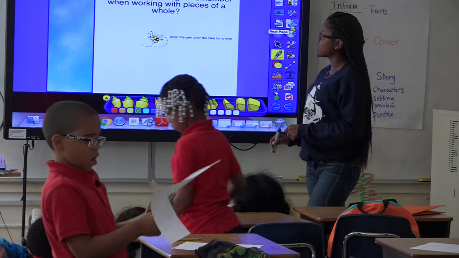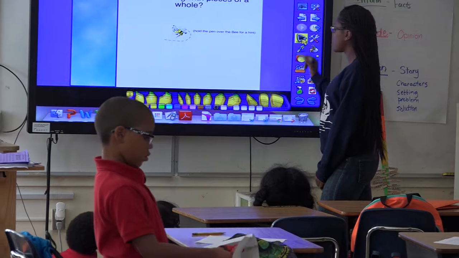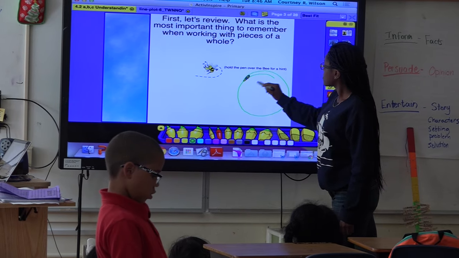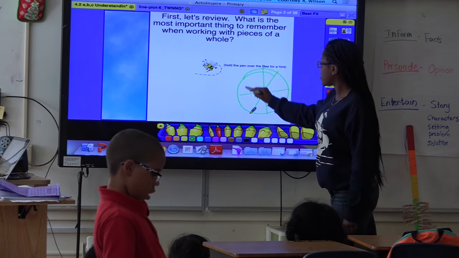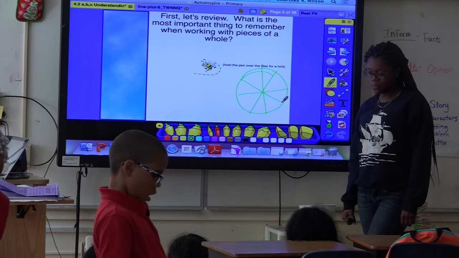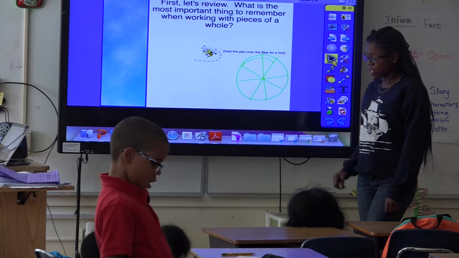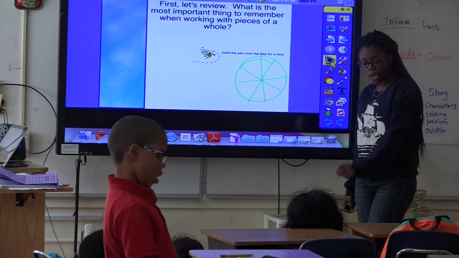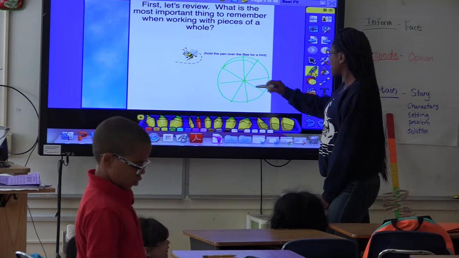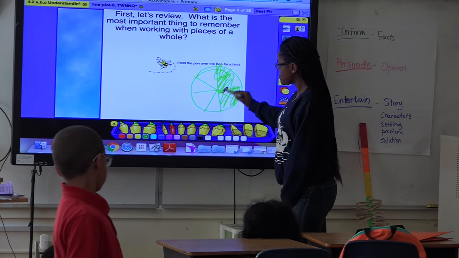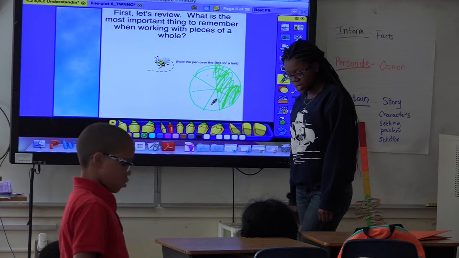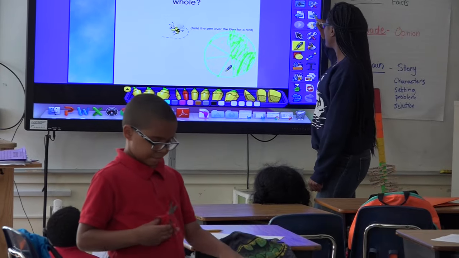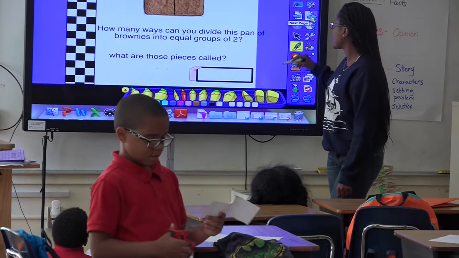What is the most important thing to remember when working with pieces of the whole? Think about a fraction, right? Think about that pizza you want to order, and they're going to cut that pizza. It's important that each piece is what? Equal. So when we're thinking about fractions, we have to make sure that each of our pieces is equal. Is it fair for you to get a small piece and for him to get a big piece? No. Would it be fair if I gave Jacqueline all of this pizza and gave everybody else little slices? No. Because it wouldn't be equal. We want to make sure that we're always being equal when we're talking about our fractions.